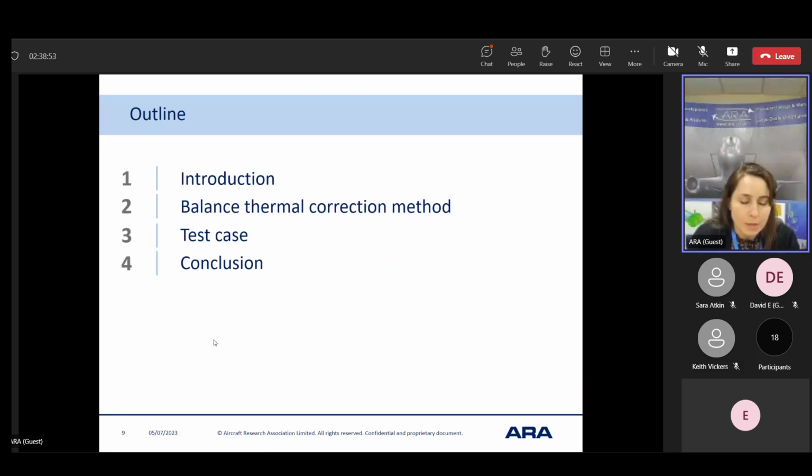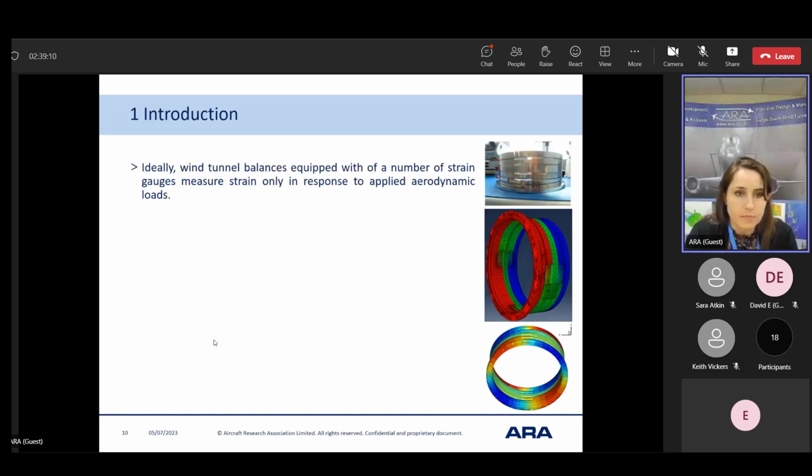I will make an introduction, and then I will talk about the balance thermal correction methods that we are implementing for balance thermal corrections. This method will be applied on a test case, and then I will make the conclusion.